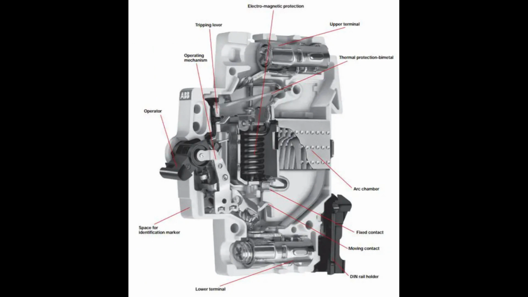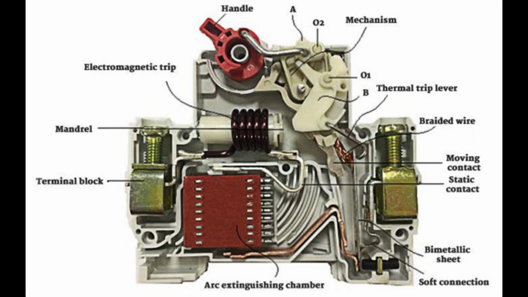MCBs are primarily used to protect electrical circuits from overcurrents. They automatically trip or switch off the circuit when an overload, excessive current due to too many devices on the circuit, or a short circuit, a sudden, high current surge, occurs, preventing damage to the wiring, appliances, and other electrical components. MCBs are available in various current ratings, typically ranging from a few amperes to around 100 amperes, allowing them to be used for different applications and electrical loads.